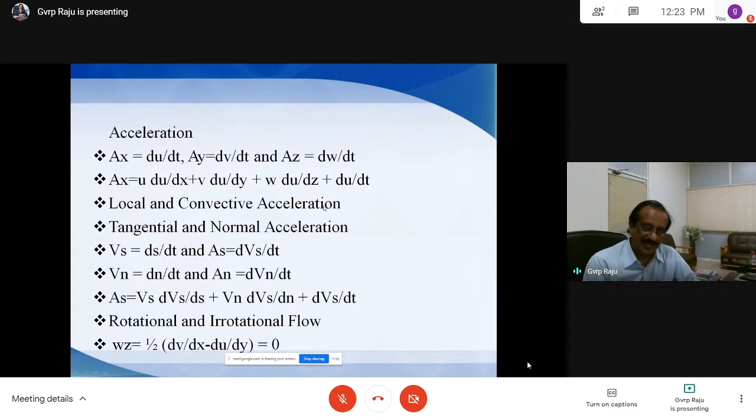Then the important objective-type question is: for which type of flow is local acceleration 0? Steady flow. For steady flow, any property with reference to time is constant. So for steady flow, local acceleration is 0. Similarly, convective acceleration is the acceleration in which we consider the change of velocity with reference to distance.